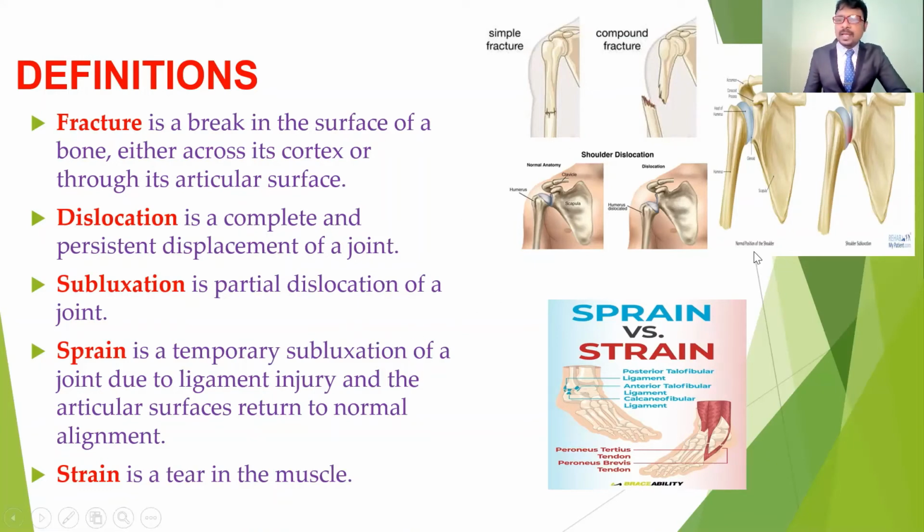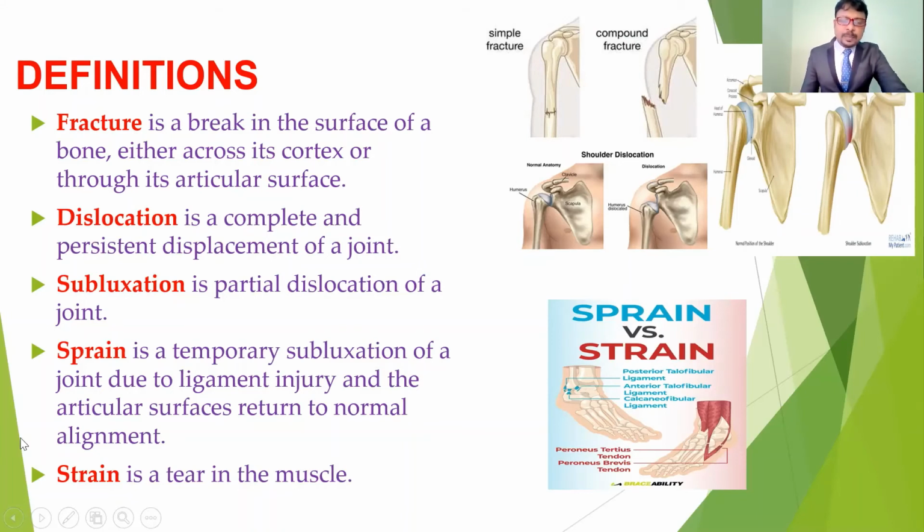Next is subluxation. This is a partial separation of the joint from the bones. If you see here, this is a normal shoulder joint, which is completely attached to the glenoid cavity, but in subluxation it is partially separated from the glenoid cavity. This is called subluxation. In dislocation, it is completely separated from the glenoid cavity. That is called dislocation.